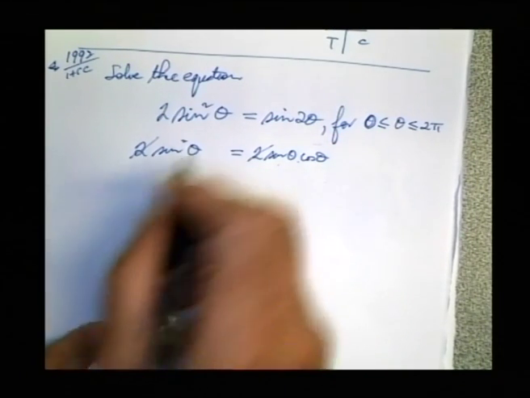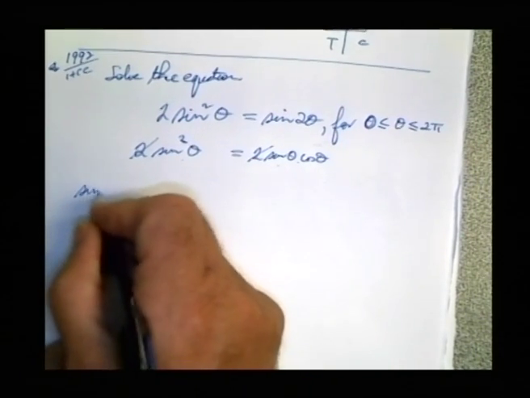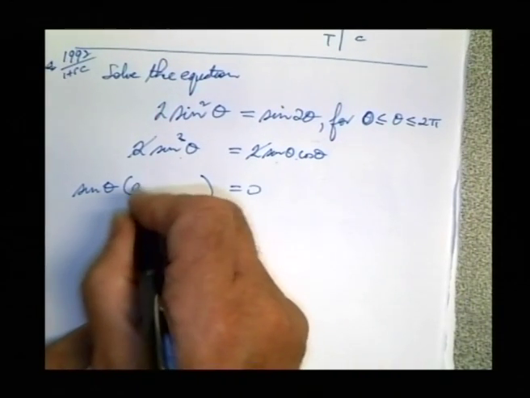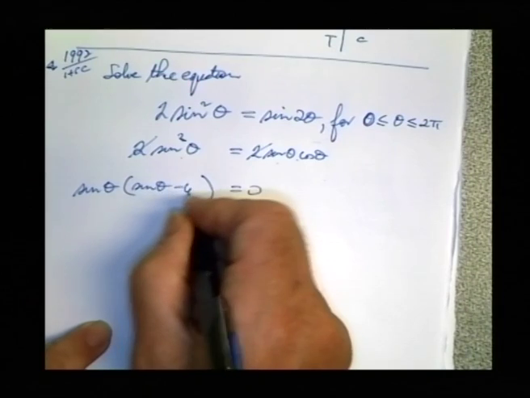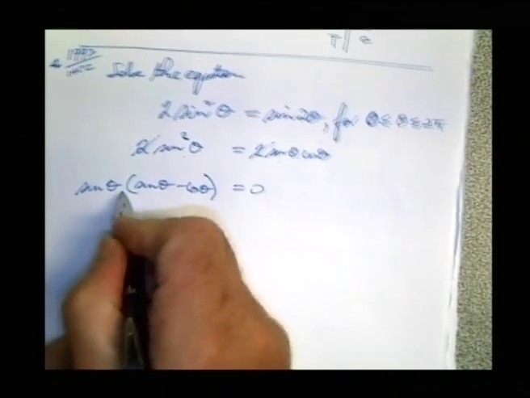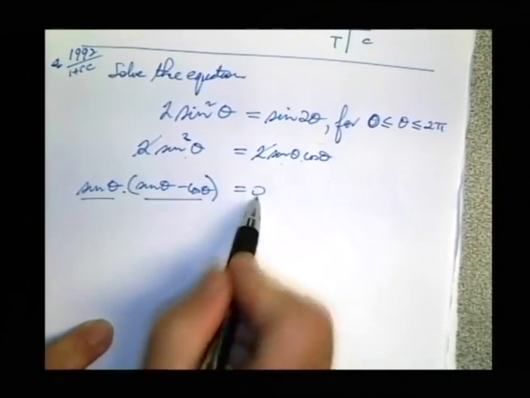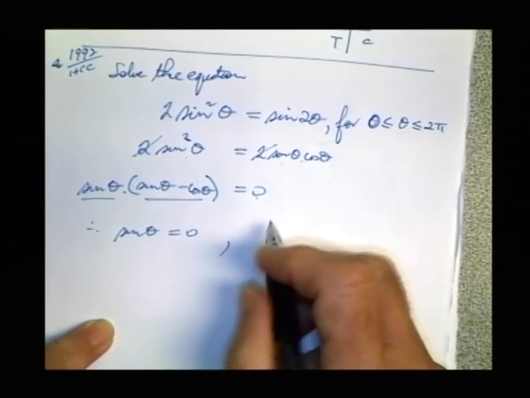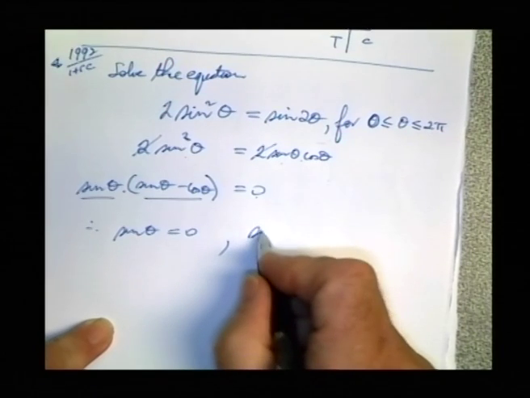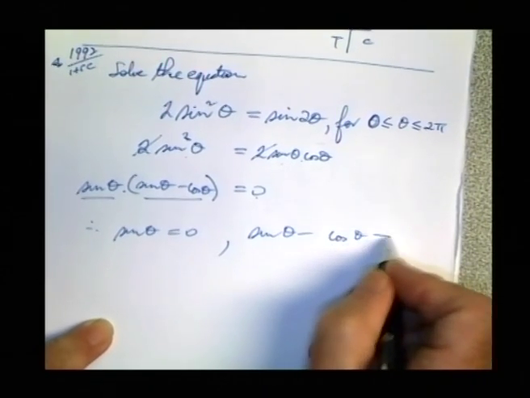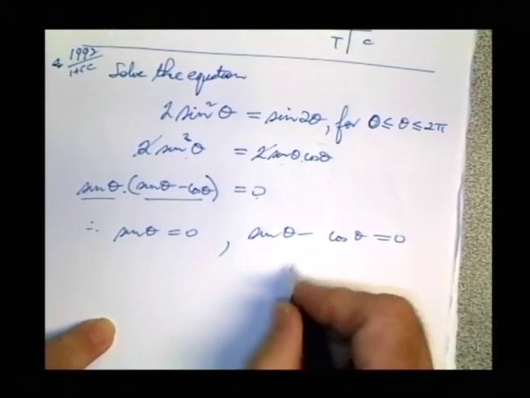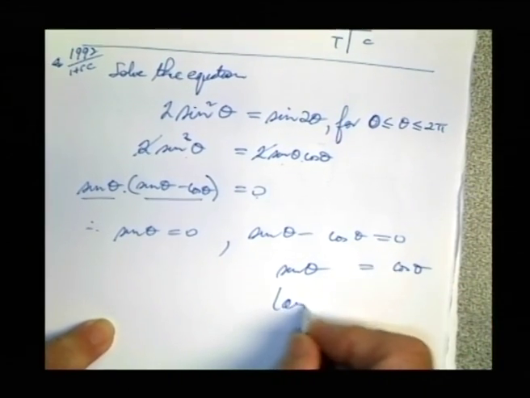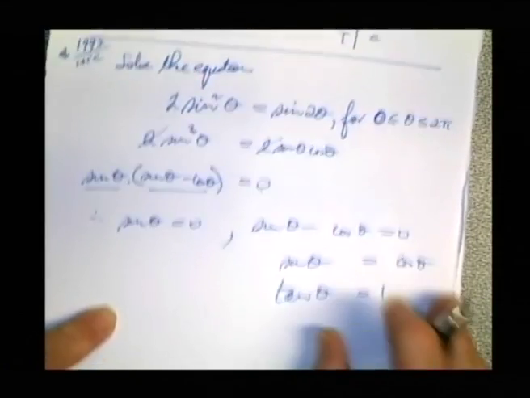Take that over the left-hand side, and you'll find that sine theta into sine theta minus cos theta. So now you've got a product. That by that is equal to 0, so therefore sine theta is equal to 0, or sine theta minus cos theta is equal to 0, which means sine theta is equal to cos theta, and divide both sides by cos theta means tan theta is equal to 1.